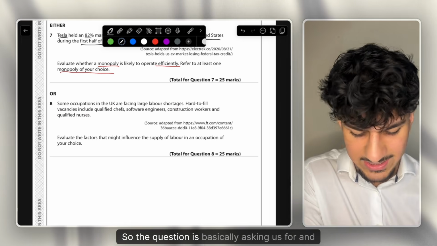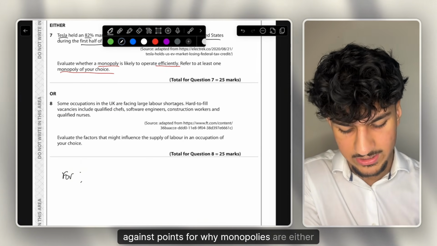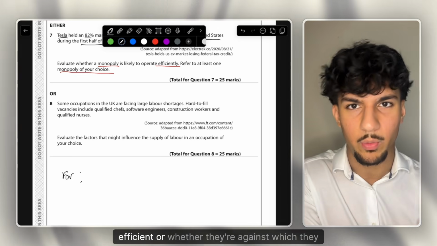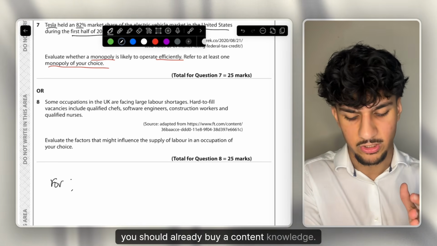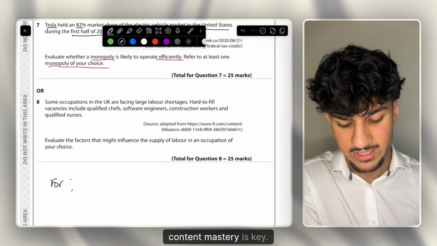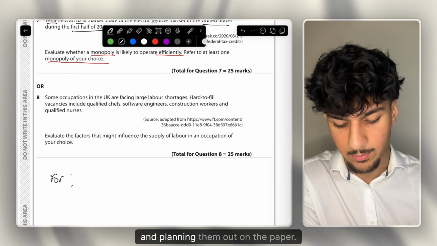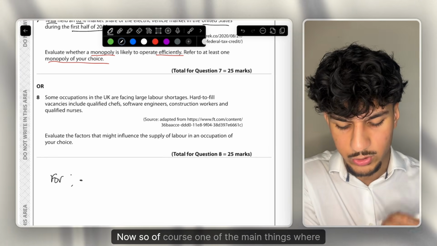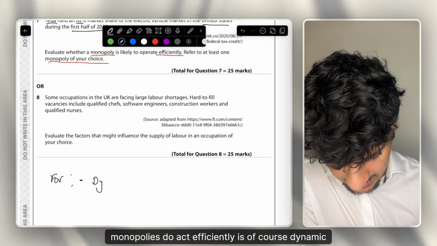So the question is basically asking us for and against points for why monopolies are either efficient or not efficient. Now, like I always say, content mastery is key. You should already know the answer here, but it's just about bringing the answers and planning them out on the paper. So, one of the main things where monopolies do act efficiently is, of course, dynamic efficiency.